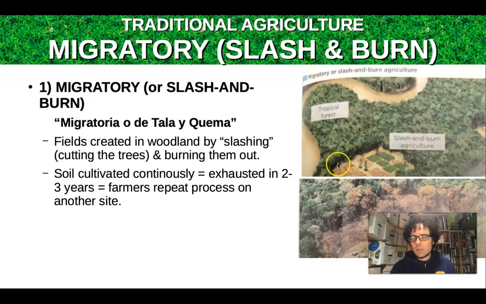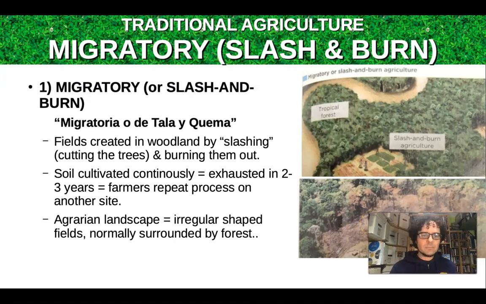Que aquí tenéis en este dibujo que estos agricultores han cortado los árboles, los han quemado para usar sus cenizas como fertilizante con la tierra, pero como los están cultivando continuamente, en 2 o 3 años los han agotado y tienen que moverse a otro sitio. Aquí una sección de bosque recientemente quemada, cortada y quemada para ser usada como tierra de cultivo.